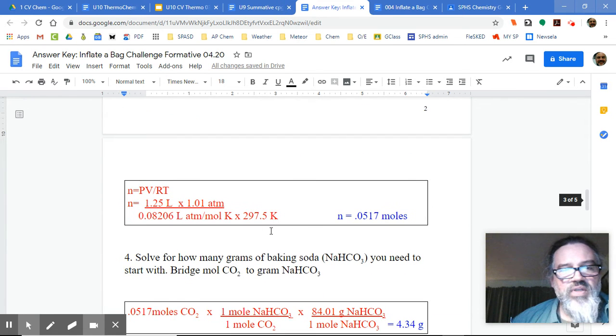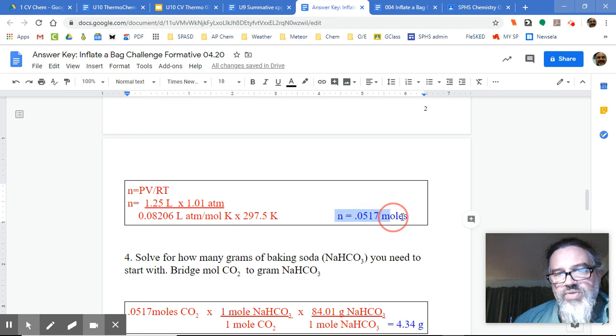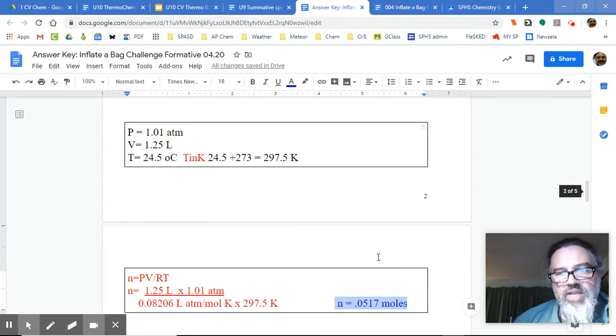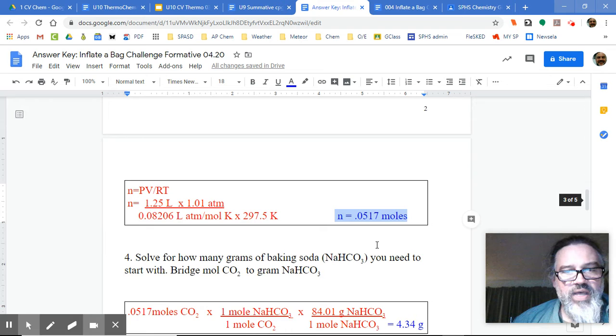Once you have those, you take the pressure times the volume divided by RT. This over this divided by RT. So on my calculator, I go 1.25 times 1.10 atmospheres divided by 0.08206 liter atmosphere per mole Kelvin times 297.5. I'll end up with this answer right here. That's my answer to question 1. So you're going to have a question like that on your summative. Obviously, variables will change, it'll be a different reaction, but you want to be comfortable with that.